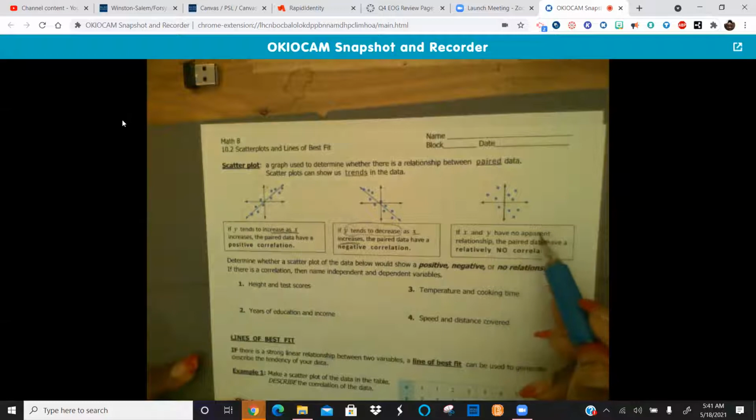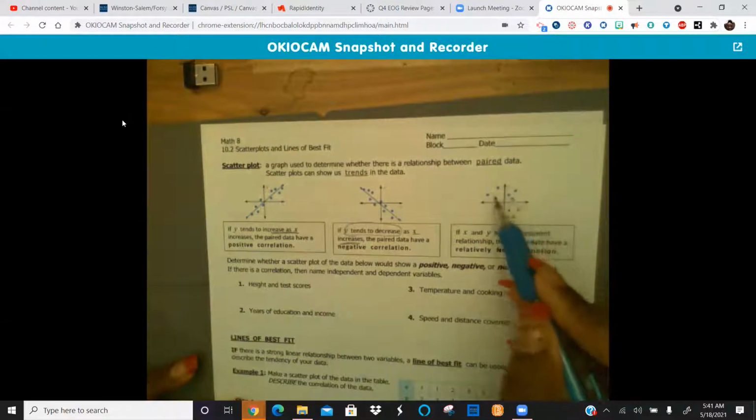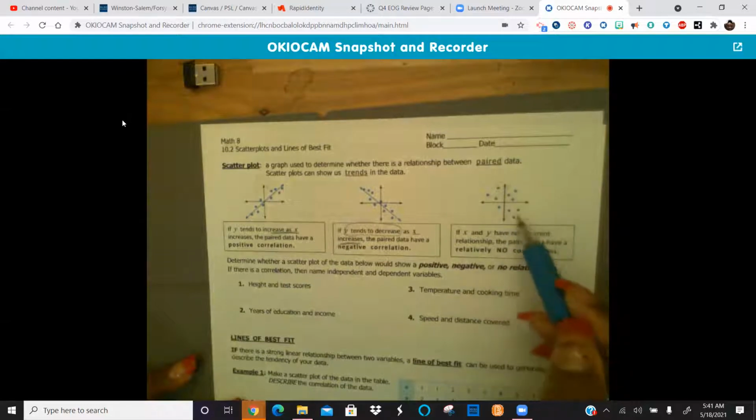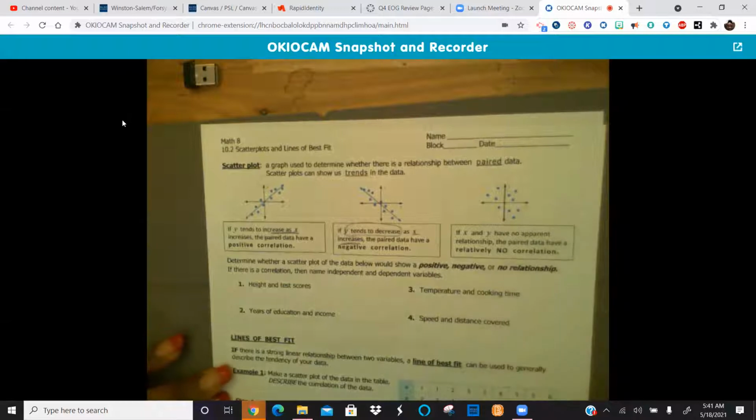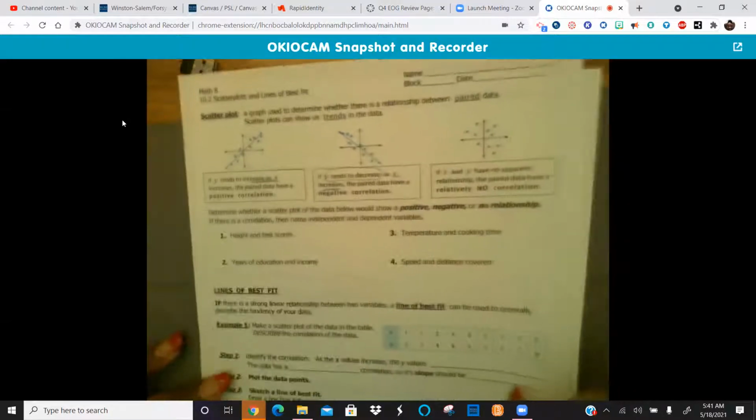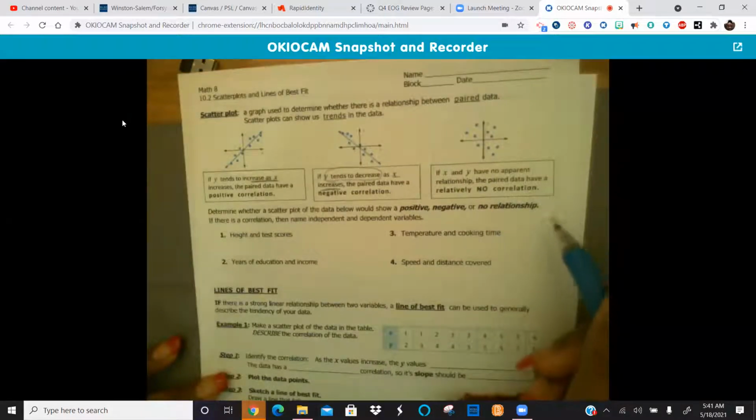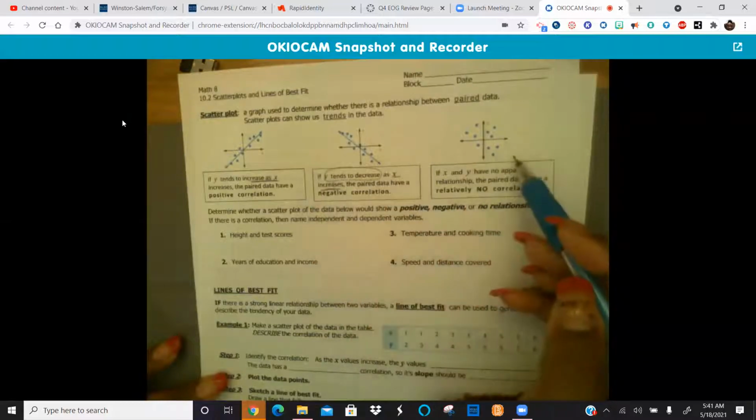All right, look at a scatter plot. It looks like this. When you can't tell if the points are going up or going down, this is no correlation. Remember, the word correlation is the relationship between points. So these are the different types of scatter plots that you're going to see.